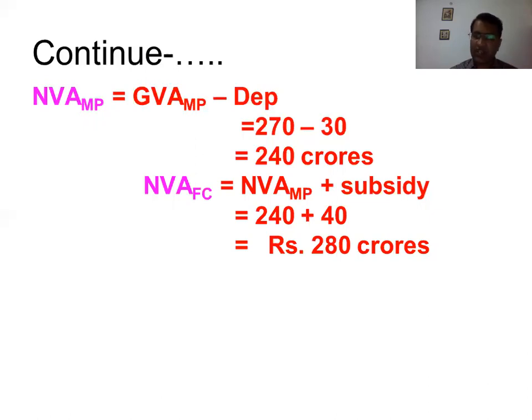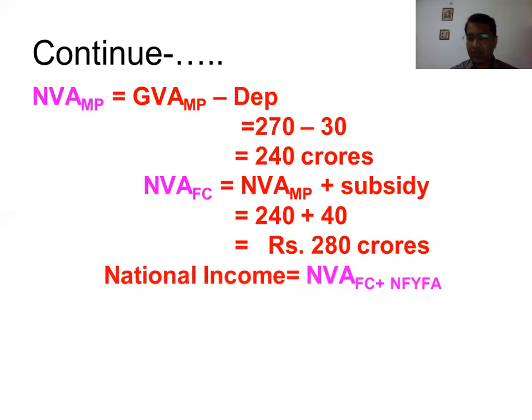Now we calculate national income. National income is related to the person, domestic income is related to the place. So to calculate national income, we add net factor income from abroad. Sometimes it is given as negative, sometimes as positive. But here we will add; if it is given negative, then automatically it will be minus. So 280 plus 50. 50 is given as net factor income from abroad. So 330 is the national income. So in this way, we can calculate national income by the value added method.